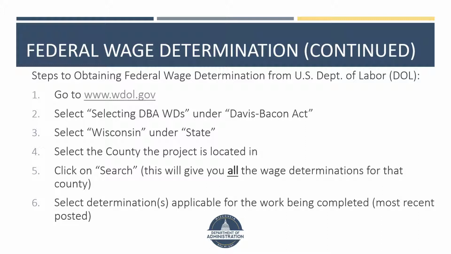Davis-Bacon wage rates are available online at wdol.gov. To search these wage rates, go to www.wdol.gov and select DBA WDs under the Davis-Bacon Act. Then select Wisconsin under State and select the county the project is located in. If the project is located in multiple counties, contact your project representative for a determination on which county to use. Click on Search, and this will give you all the wage determinations for that county. Finally, select the wage determination or determinations that is appropriate for the work being completed.